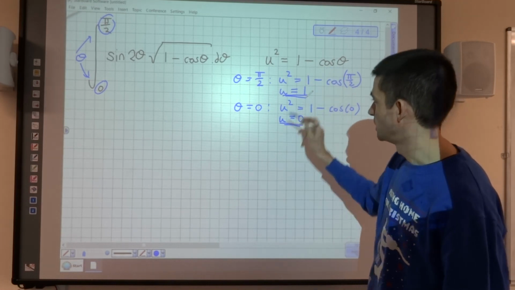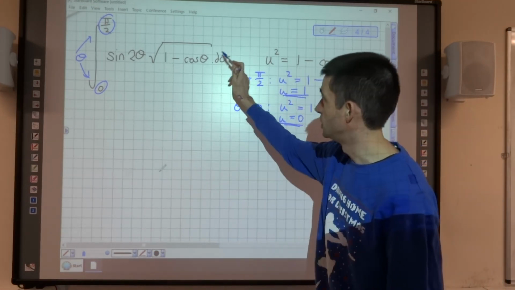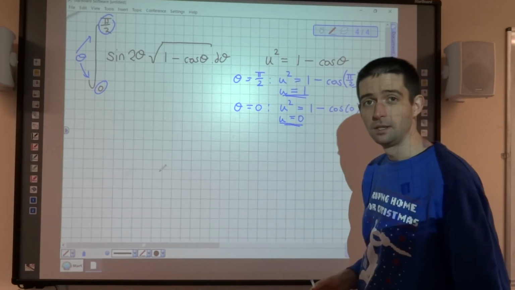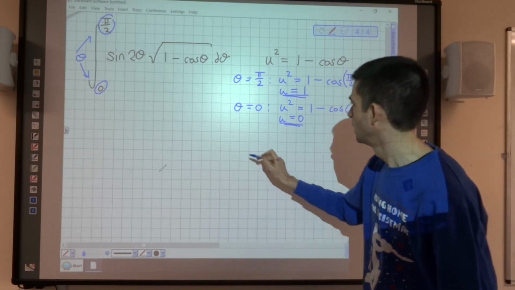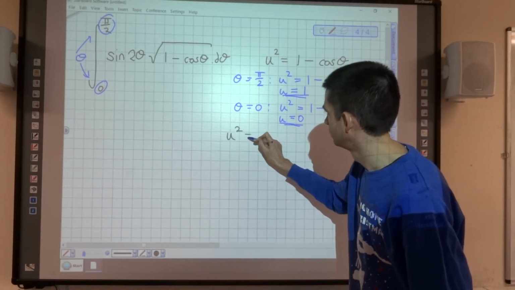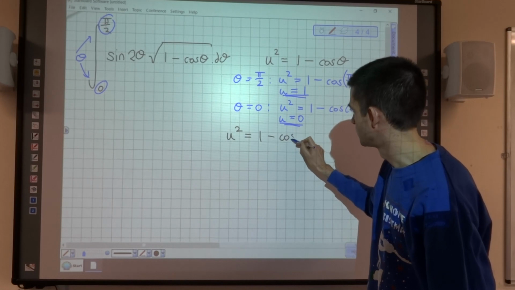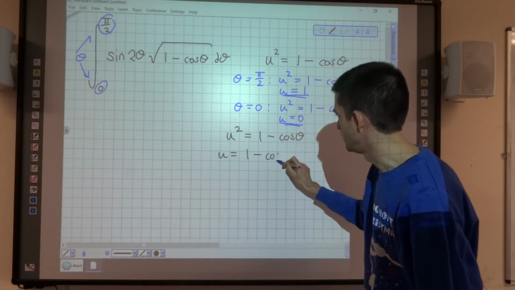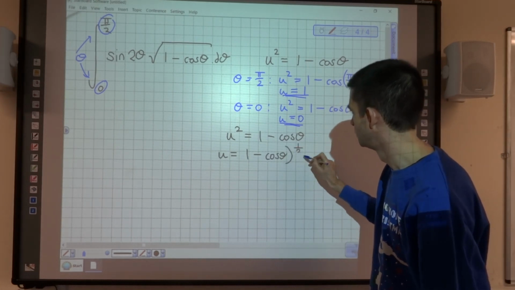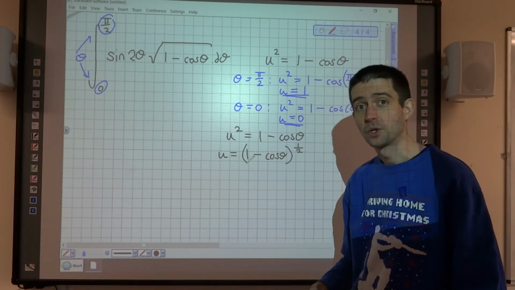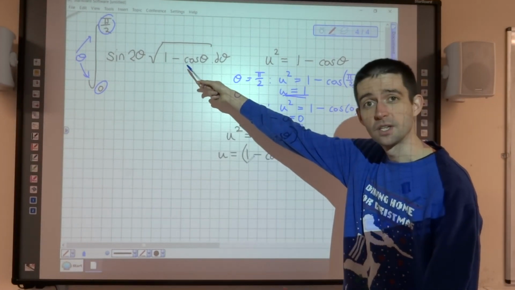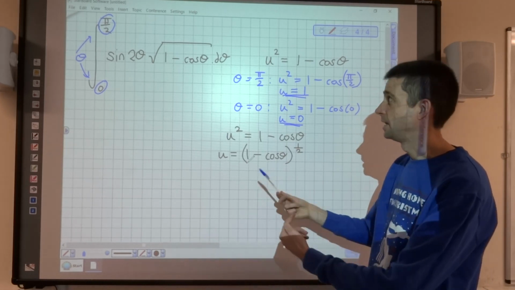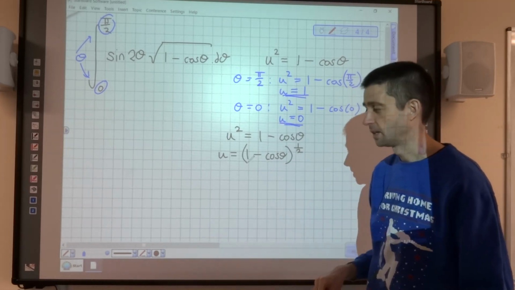Now the other thing that we need to consider with this is what we're going to do about this dθ, so that we get it in terms of u, because that's what we're going to be using as our substitution. So if u squared equals 1 minus cos θ, then u would equal (1 minus cos θ) to the power of a half, or square root of 1 minus cos θ, which you'll notice is quite nice. That's going to go in there. But we just need to think about how we're going to differentiate this and get to a point where we can swap out dθ.